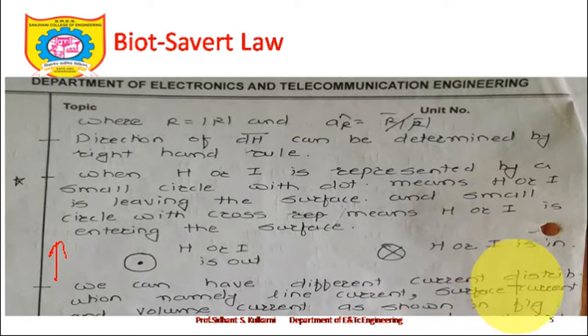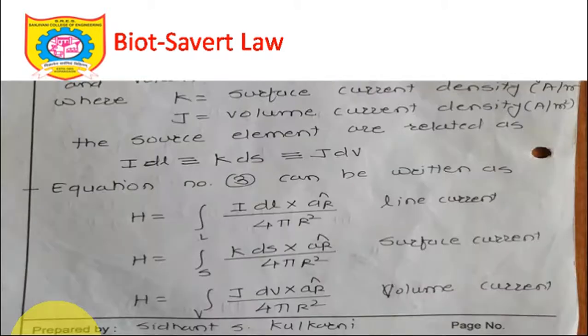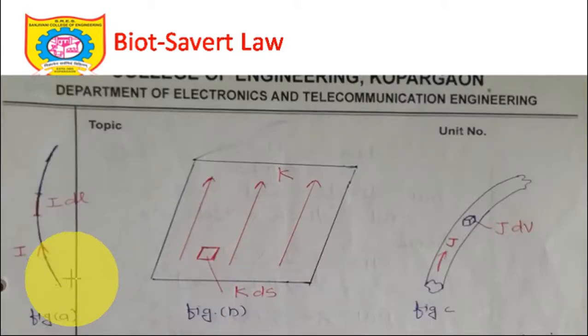When we have a differential current distribution, now see, whenever I am talking about electrostatics, I will call it charge distribution. Whenever I am talking about magnetostatics, I will say current distribution. So current distribution, namely line current, surface current and volume current, as shown in the figure. What is that figure? Let's first of all see this. See, this is the current which we have already seen. So I is the current flowing in this direction and IDL is the differential length. So this is figure A.